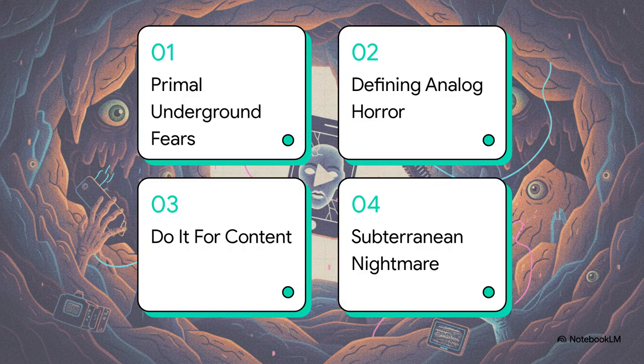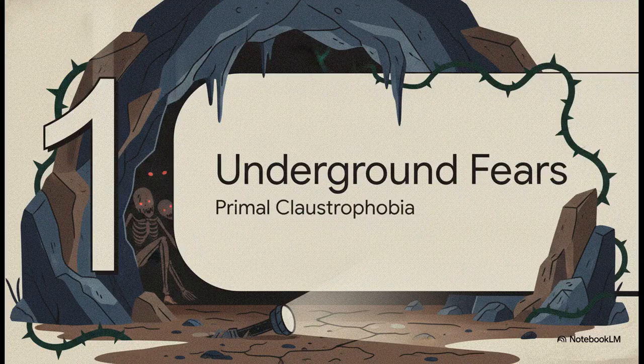We're going to hit 1. Primal underground fears. 2. Defining analog horror. 3. Do it for content. And finally 4. The ultimate subterranean nightmare. Let's get going. Starting off with Section 1, Primal Underground Fears, Claustrophobia and the Unseen.